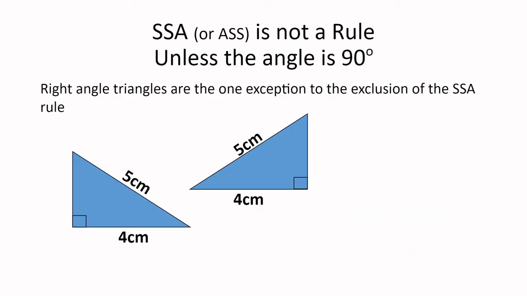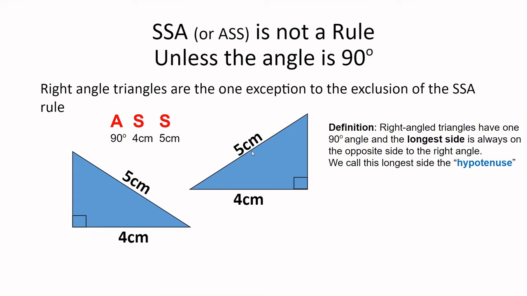Our last rule may look like the SSS rule. However, if there's a 90-degree angle involved, it's a right angle triangle. And right angle triangles have a special rule for congruency called the RHS rule. So although I'm tempted to look at these two triangles and say, okay, this is an ASS triangle, it's not a congruent triangle. ASS triangles are not congruent.